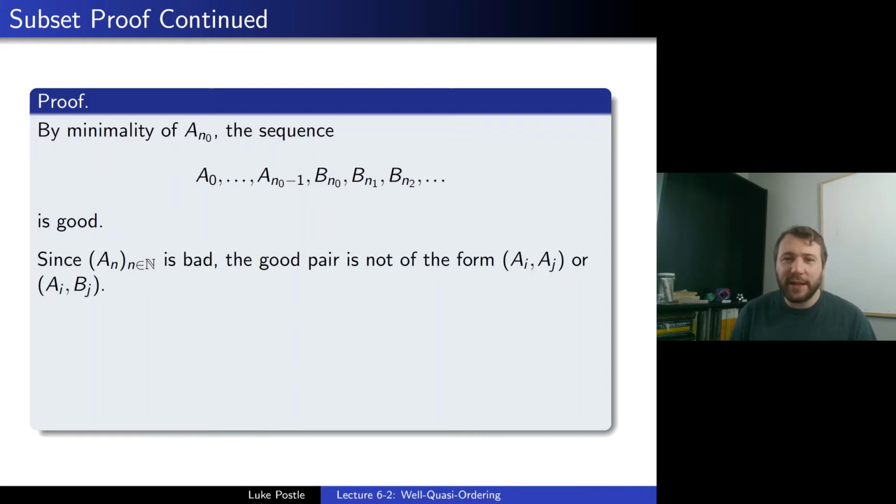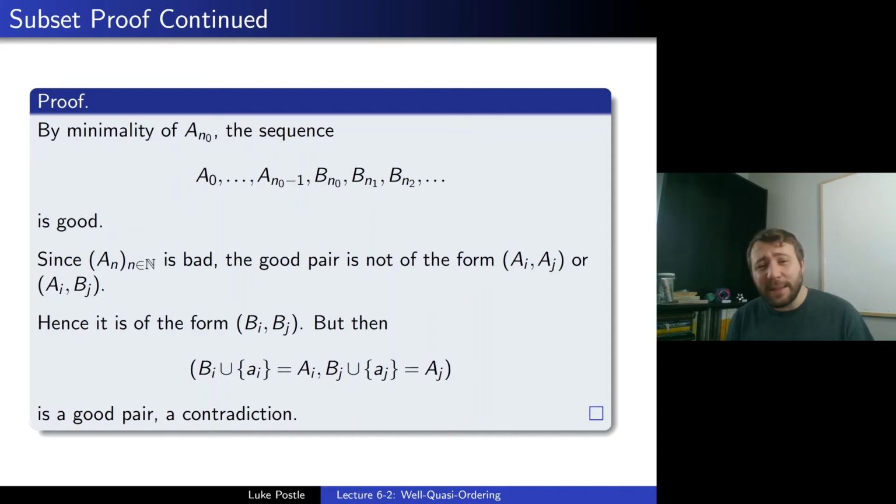And what does that mean? Well, think through. It's good, so it has a good pair somewhere. Can it have a good pair in the first bit, A_I, A_J? No, because the A_N's were a bad sequence. Could it have it between an A and a B? The answer is no, because if A_I was less than or equal to B_J, well, B_J is a subset of A_J. So again, you'd get a good pair in the A's, which isn't allowed.